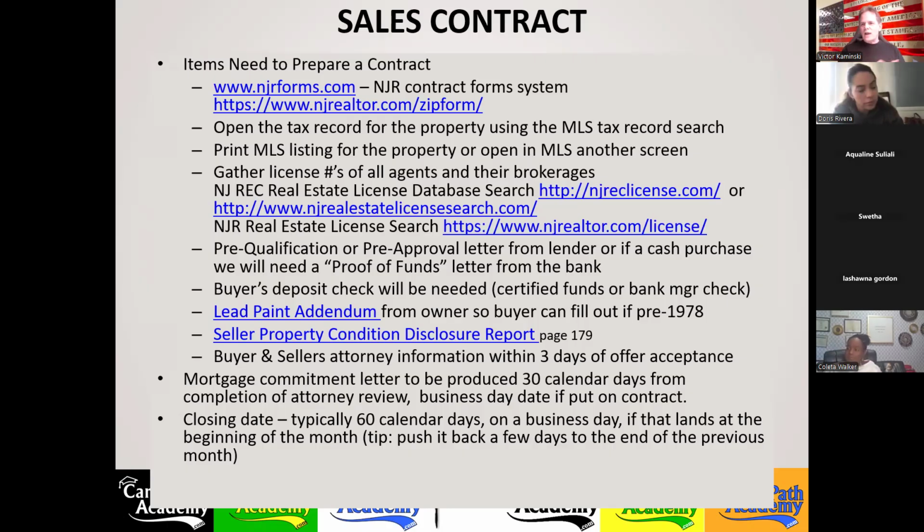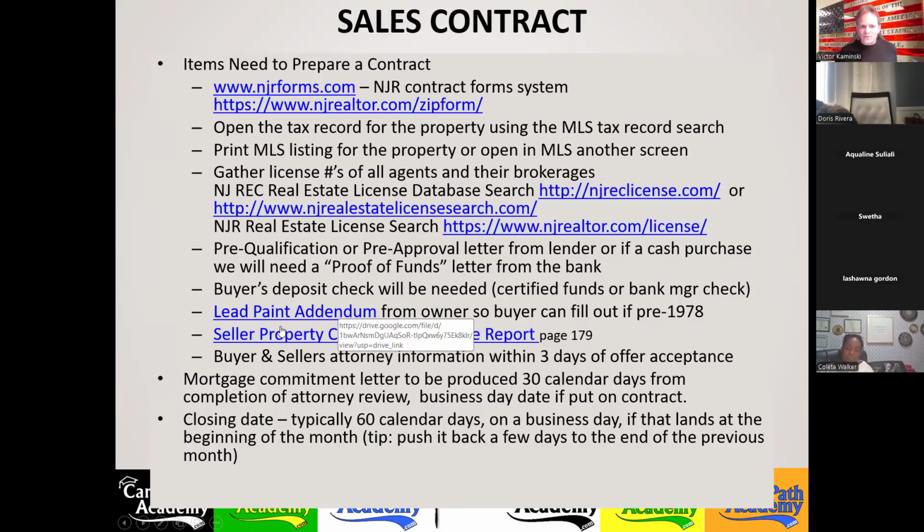And then, of course, if the property was built prior to 1978, you're going to need that lead paint addendum that was first filled out by the owner of the property to now have the buyer fill it out, as well as any seller property condition disclosure report that they may have uploaded into the MLS.